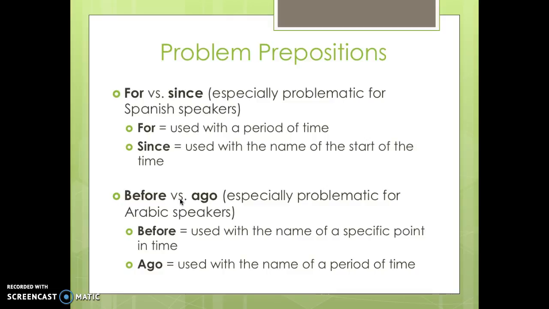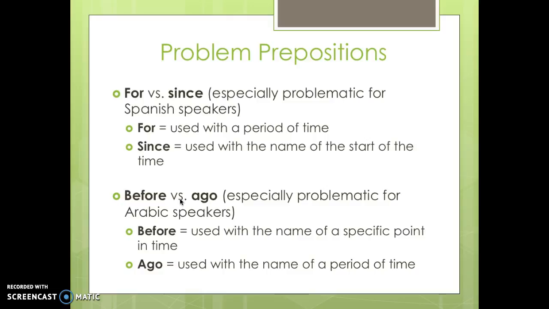For is used with a period of time, and that's because we use for to answer the question, how long? With for, the answer would be, I've worked here for 10 years. And since, we use since with the name of the start of the time, which answers the question, how long? With since, the answer is the start of the period of time, such as I've worked here since 2000. So if the student said they visited France since 2 weeks, that would be incorrect. They should say they visited France for 2 weeks.